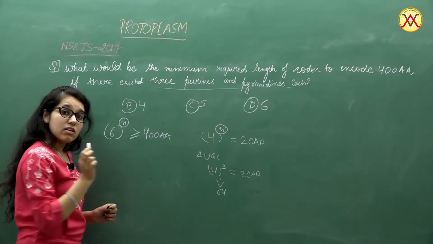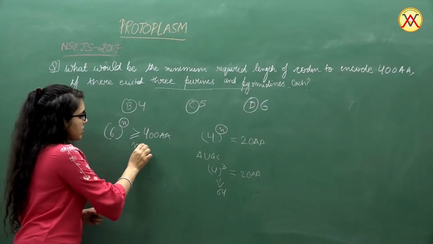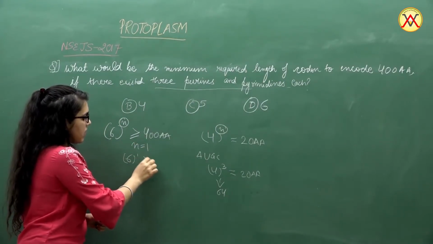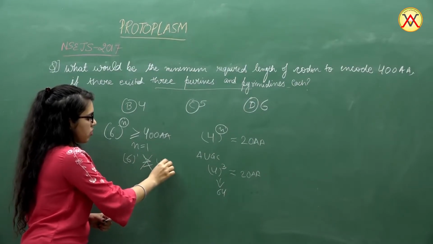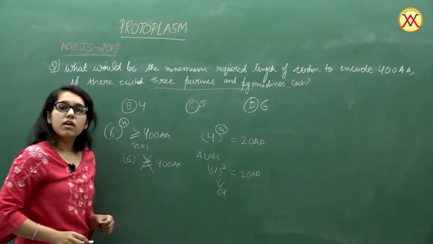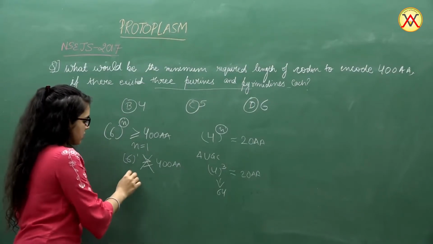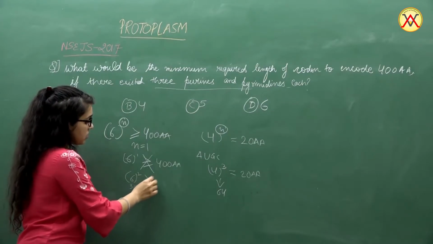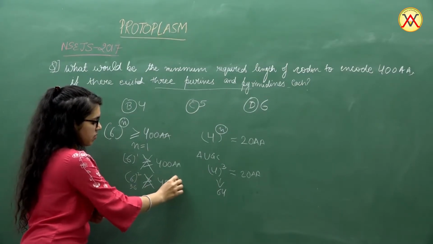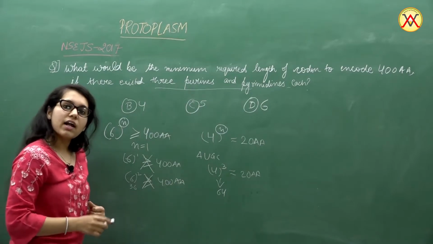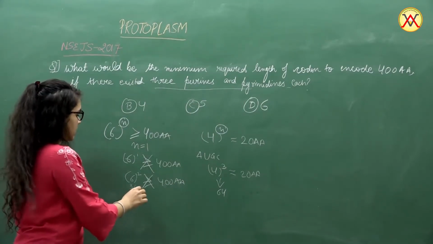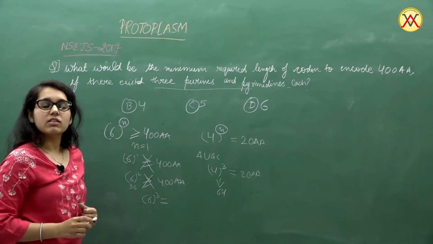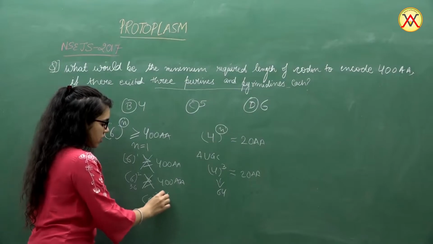So if we place the value of n first as 1, then 6 raised to the power 1 will be highly insufficient to code for 400 amino acids. If we place the value of n as 2, then 6 raised to the power 2 equals 36, again not sufficient to code for the 400 amino acids. If we place n as 3, then 6 raised to the power 3 is 216, again insufficient to code for 400 amino acids.